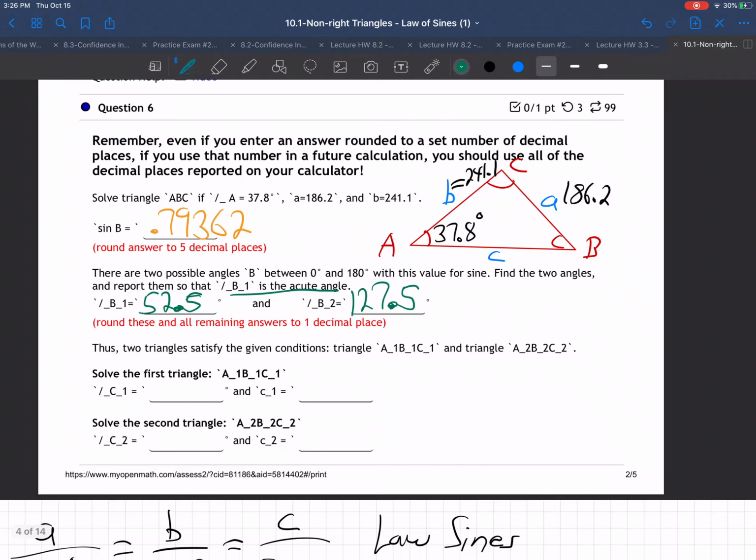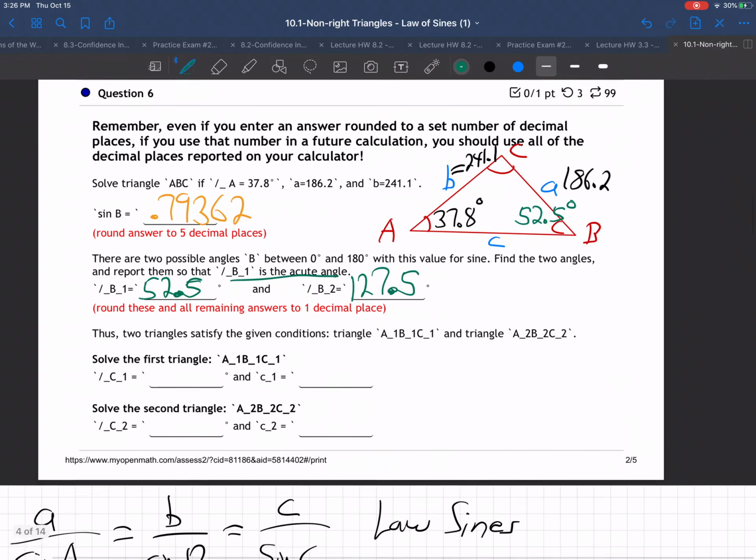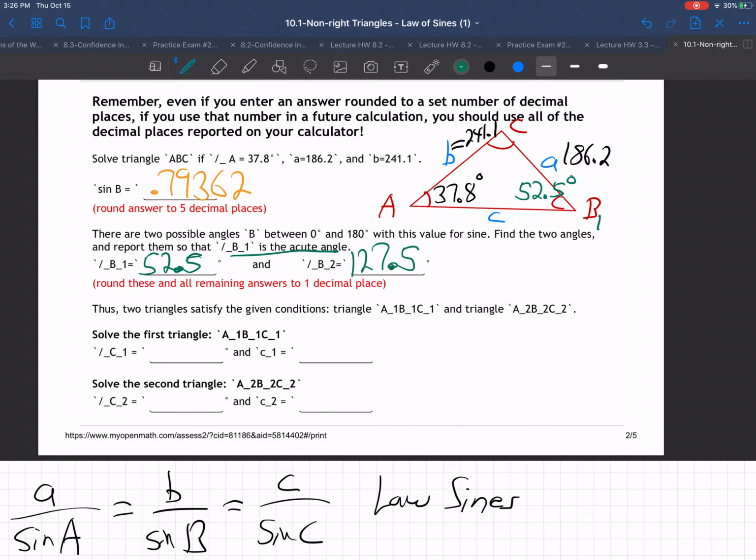Round these and all remaining angles to 1 decimal place. Okay, now that means there's actually 2 options for little b. Little b can be 52.5 degrees, or this is going to be B1, or there's a whole other triangle that's possible where B2 is 127 degrees, meaning it's more like this kind of triangle.